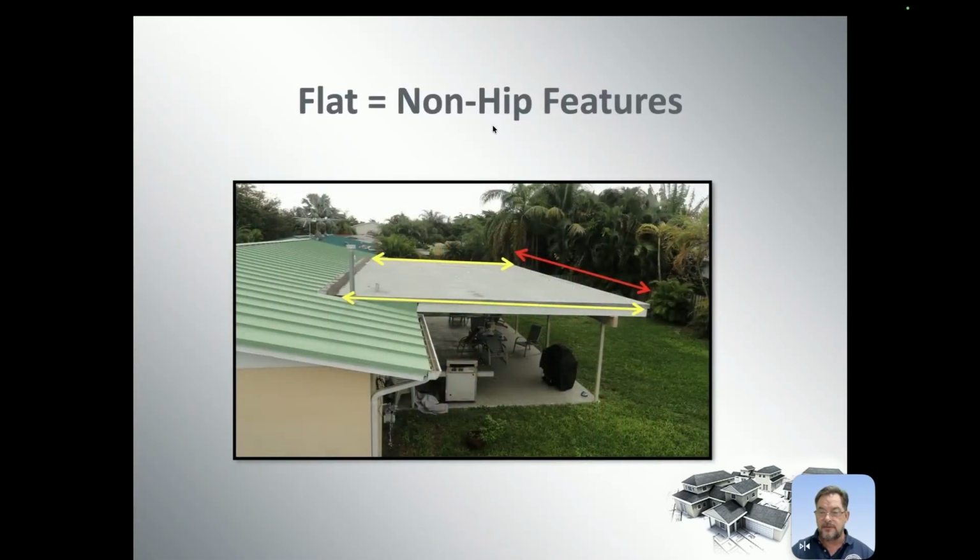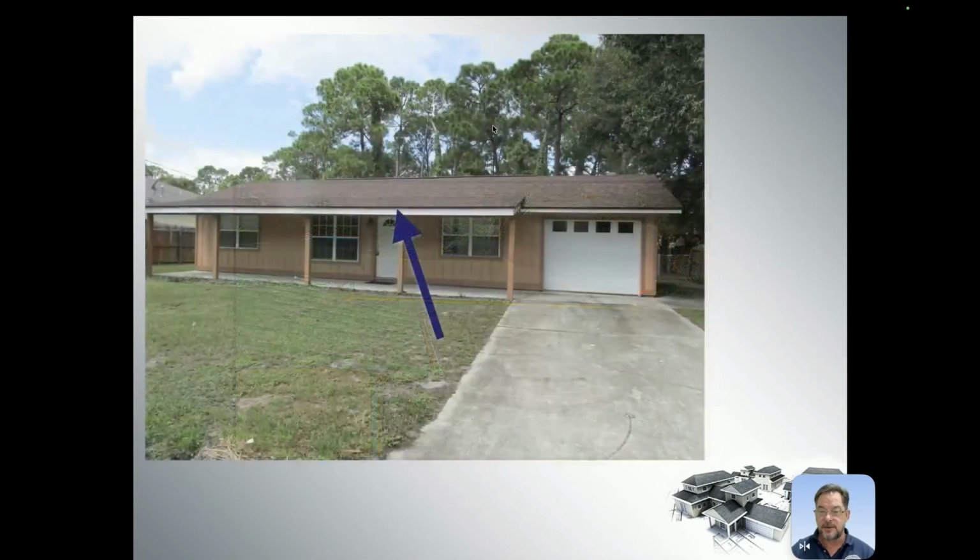So here we have our yellow lines are the measurement for our non-hip, but also the red line because it's a low slope roof. So, even though part of that yellow line is not part of the perimeter, it does count fully as the non-hip section.